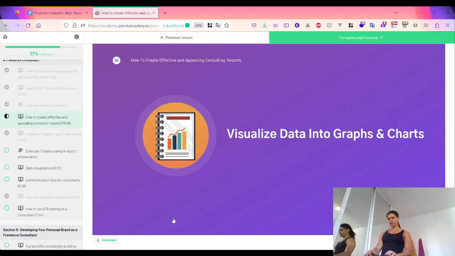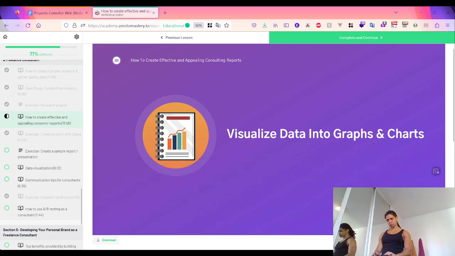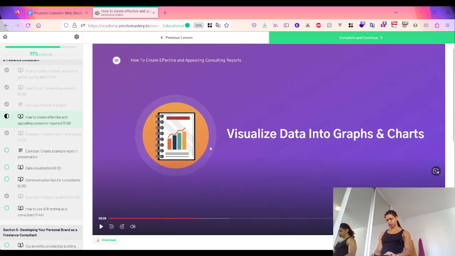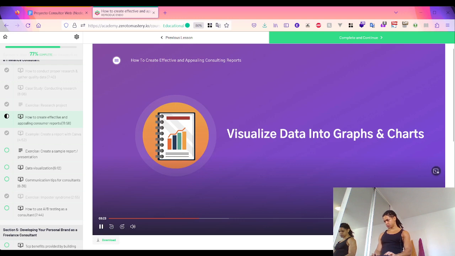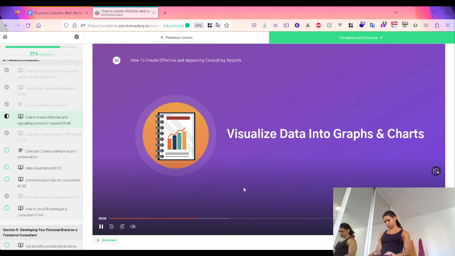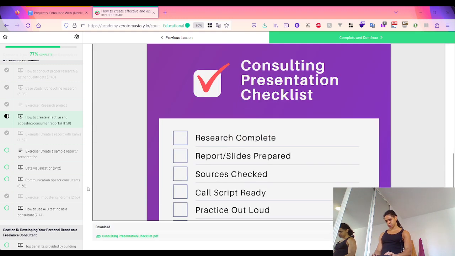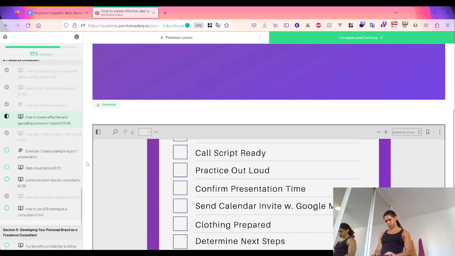So illustrated data such as graphs and charts are also more believable and easier to understand. And this is from a study by Cornell University. So when possible, always include visuals.